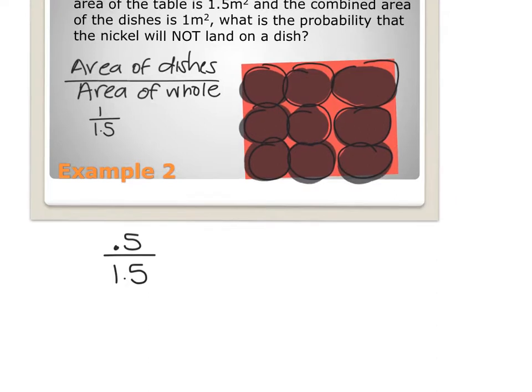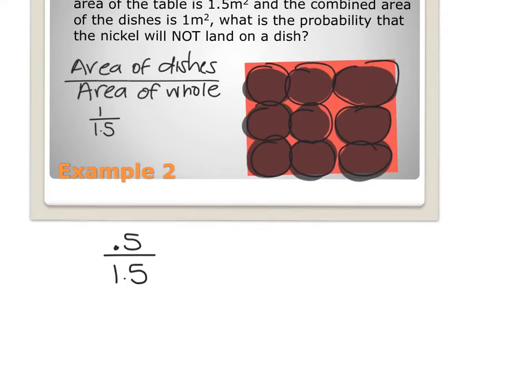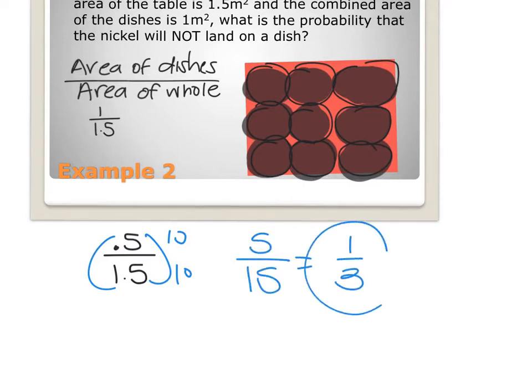You could do a half over 3 halves, keep, change, flip. That's one way to do it. What's another way to do it? How can I move a decimal? Multiply everything by 10. So multiplying by 10 moves it one place. So I can multiply this whole thing by 10, and I'd get 5 over 15, which reduces to 1/3. You would have gotten the same thing. Arel suggested changing it to 1/2, which would be 1/2 over 3 halves, keep, change, flip. I still would have gotten the same thing, 1/3.